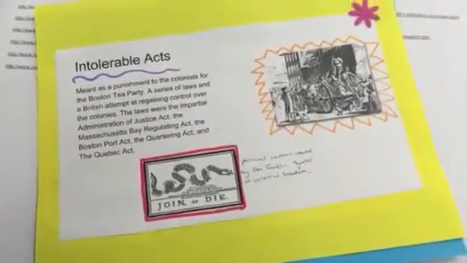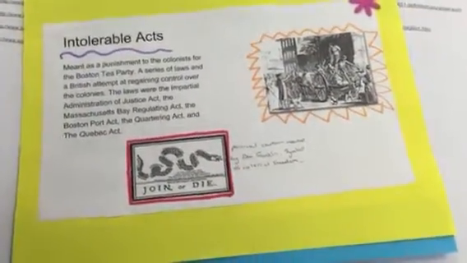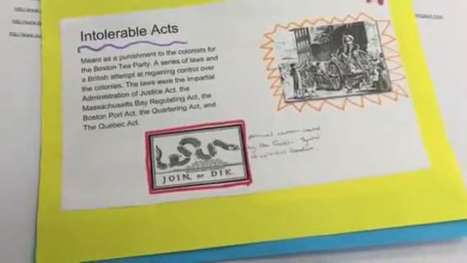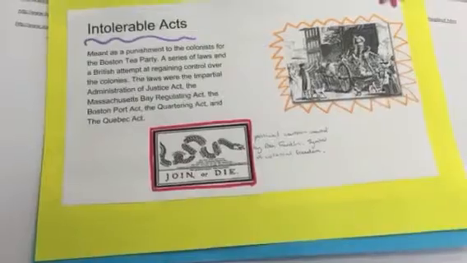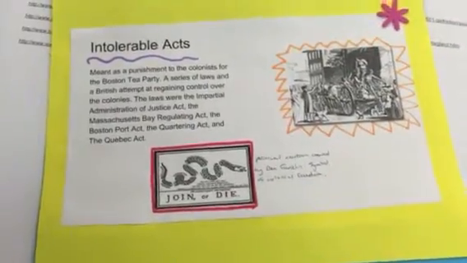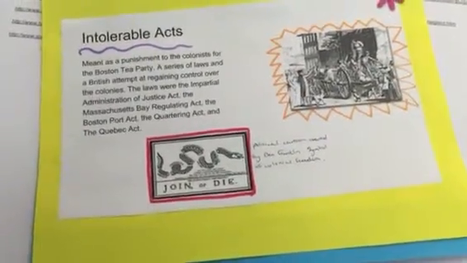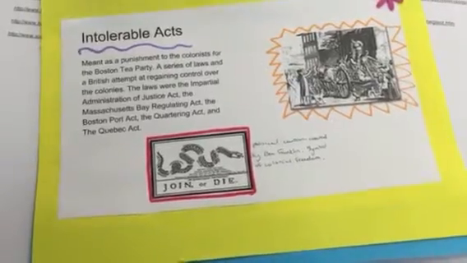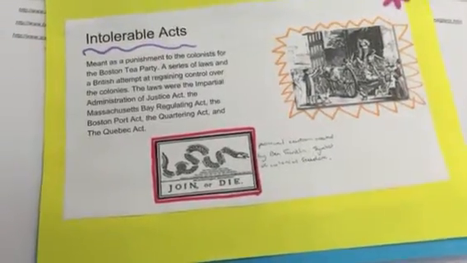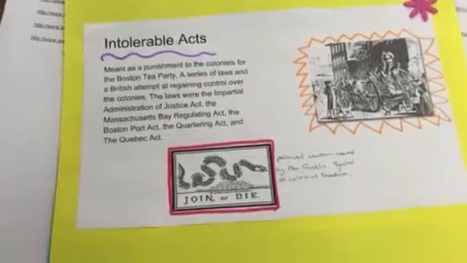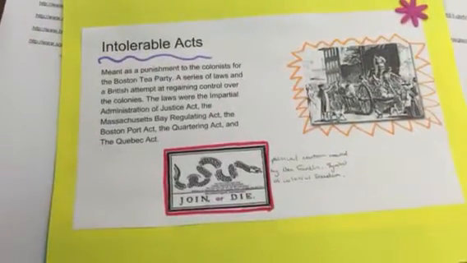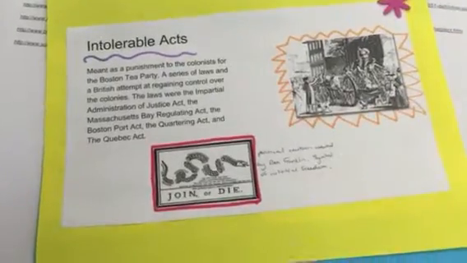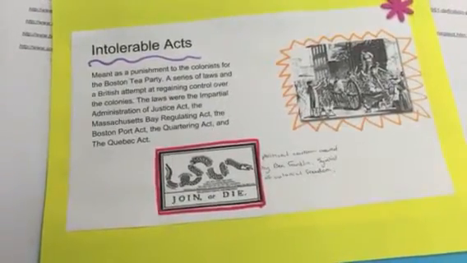The Intolerable Acts were meant as a punishment to the colonists for the Boston Tea Party. These were a series of laws and a British attempt at regaining control over the colonies. The laws were the Impartial Administration of Justice Act, which allowed the royal governor of a colony to move trials to other colonies or even to England if he thought that the juries in those colonies wouldn't be able to judge a case fairly. The Massachusetts Bay Regulating Act made all law officers be appointed by the royal governor and banned all town meetings that didn't have the approval of the royal governor.